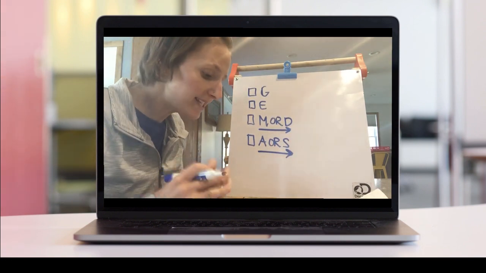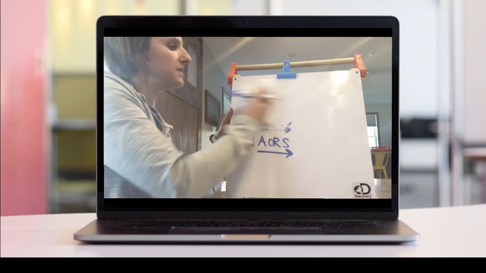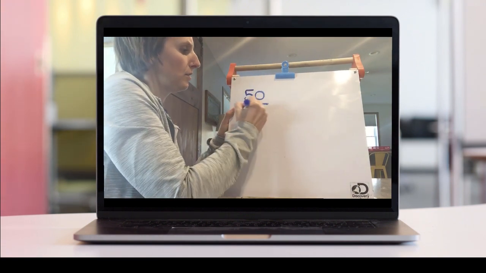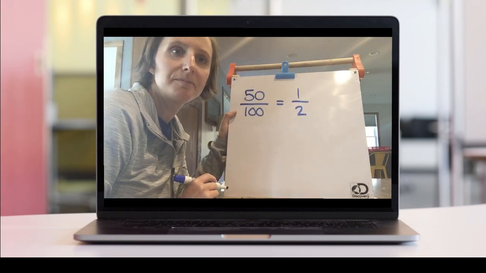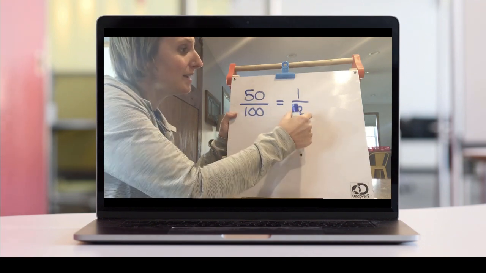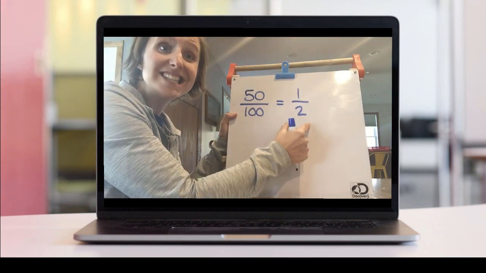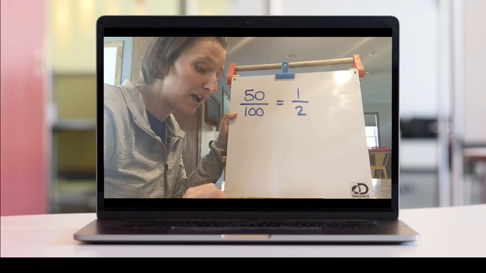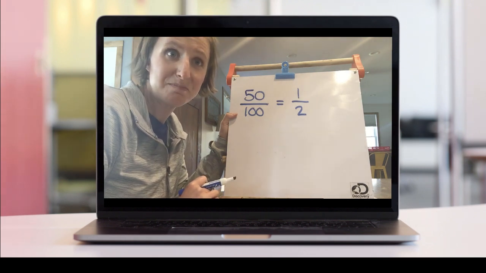The next question, why is it important for fractions to be in simplest form? Why? It is so much easier. If you have 50 100ths, which is easier to look at or work with? Yeah, the simplest form of this fraction. Why? Because these numbers are easier to work with. We simplify fractions so that they are easier to work with. Write that underneath the question there. Why is it important for fractions to be in simplest form? It makes them easier to work with.